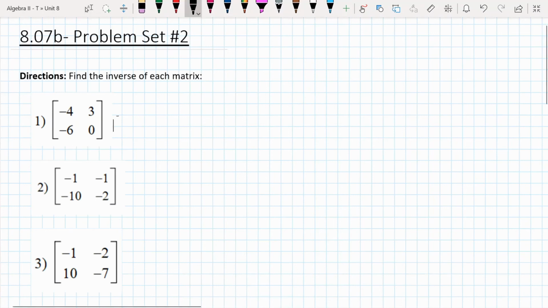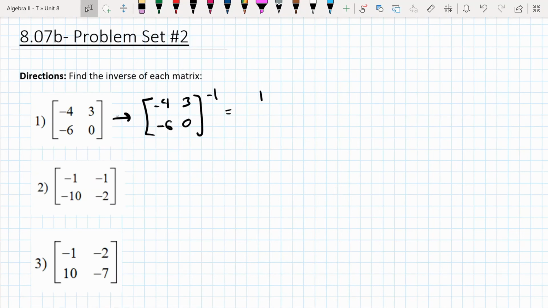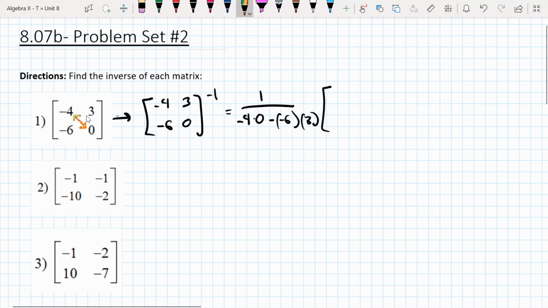Okay, so if I want to find the inverse of this, we're going to take this matrix, find the inverse by doing 1 over the determinant. So let's do that first. So 1 over the determinant, well, that's going to be negative 4 times 0 minus negative 6 times 3, times, we're going to flip the negative 4 and the 0. So 0, negative 4.